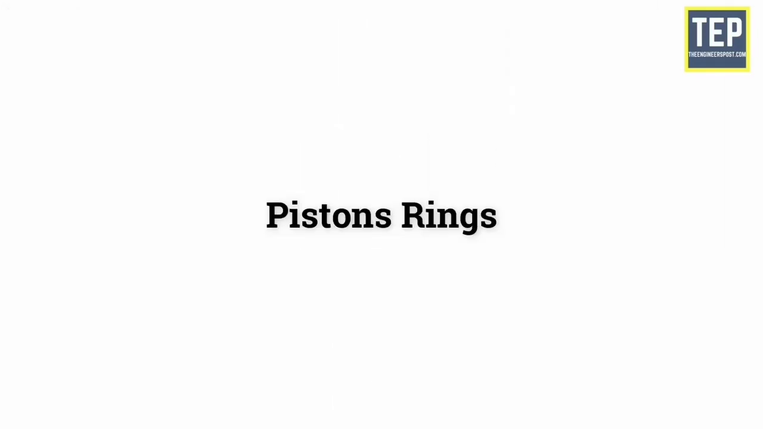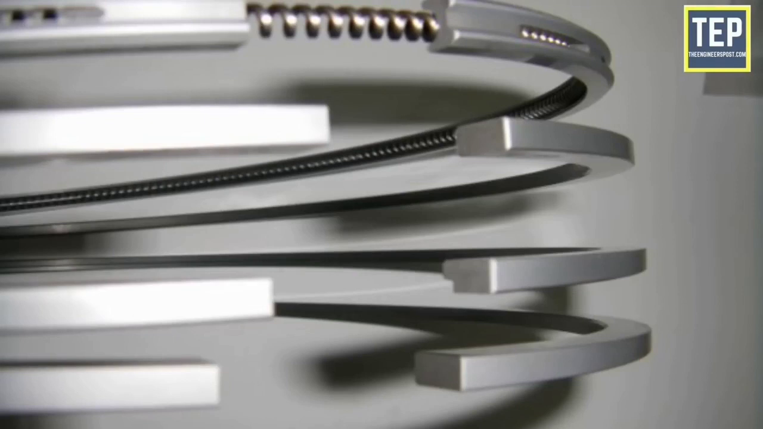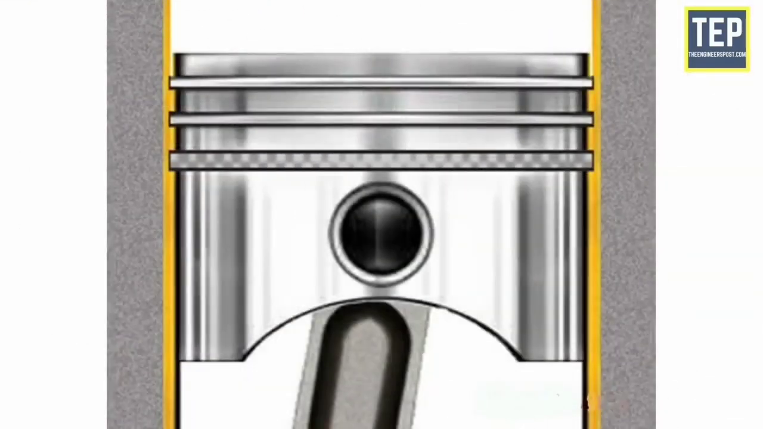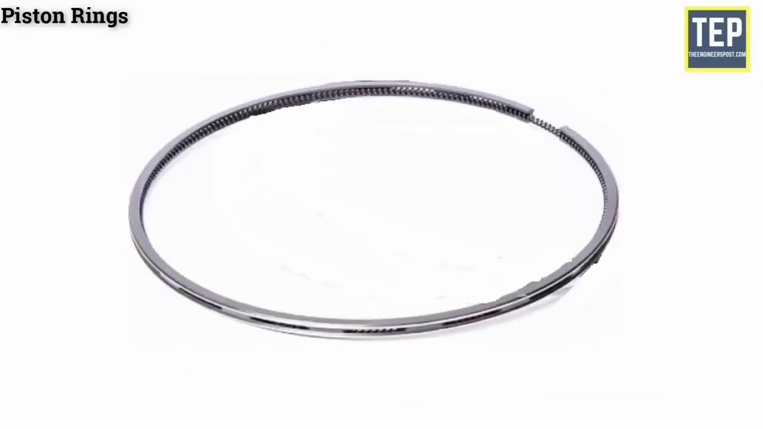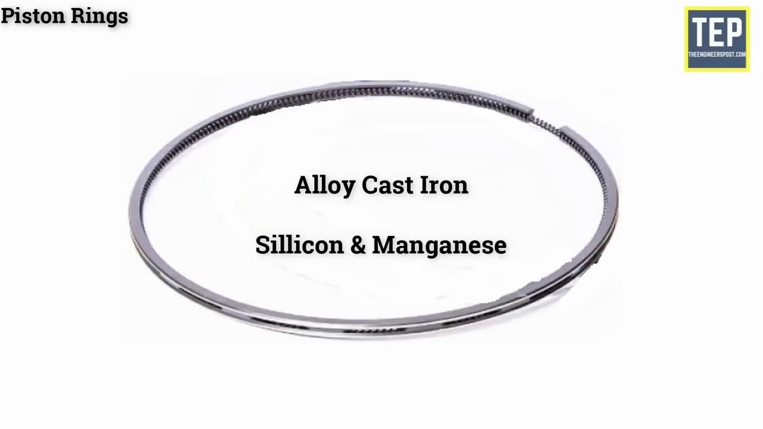Piston rings. The piston rings are fitted into the grooves of the piston to maintain a good seal between the piston and the cylinder wall. The function of piston rings is to form a seal to keep the high-pressure gases from the combustion chamber from entering into the crankcase. The material generally used for piston rings is fine-grained alloy cast iron containing silicon and manganese. It has good heat and wear-resisting qualities.